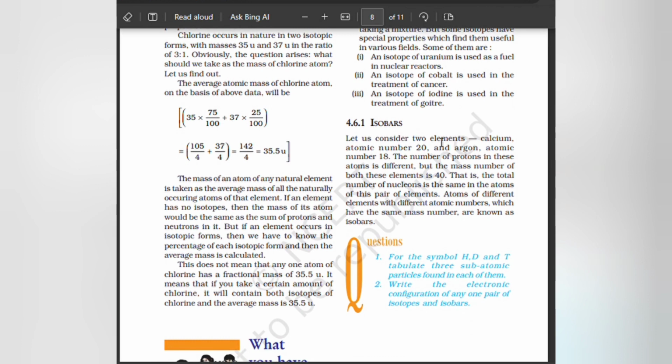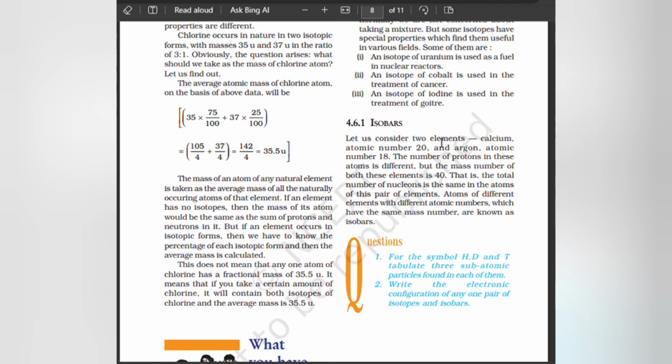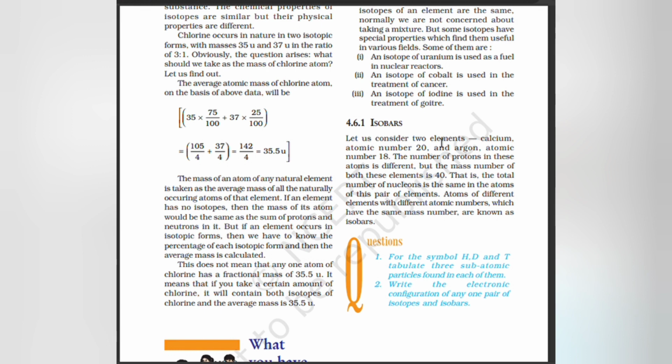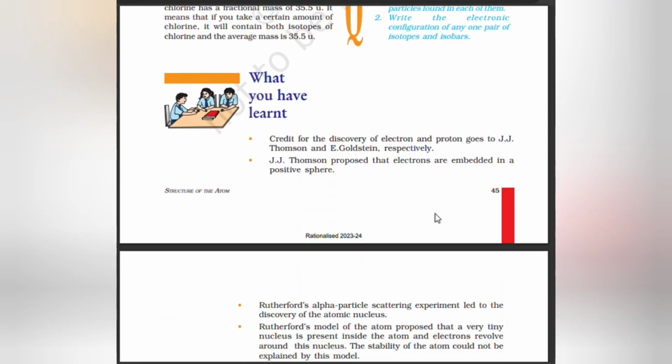Isobars. Let us consider two elements: calcium, atomic number 20, and argon, atomic number 18. The number of protons in these atoms is different, but the mass number of both these elements is 40. That is, the total number of nucleons is the same in the atoms of the pair of elements. Atoms of different elements with different atomic numbers which have the same mass number are known as isobars.